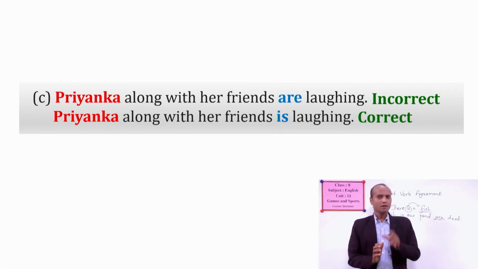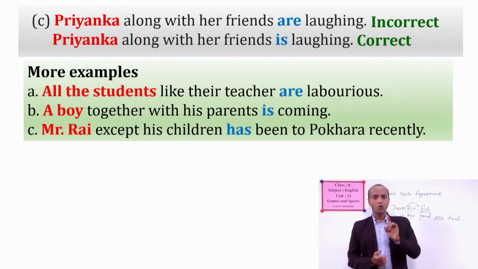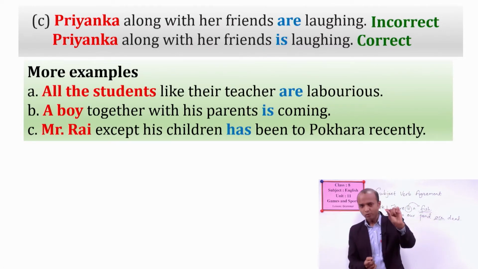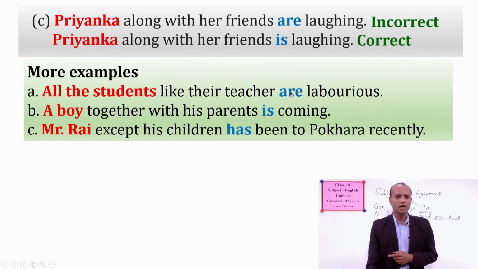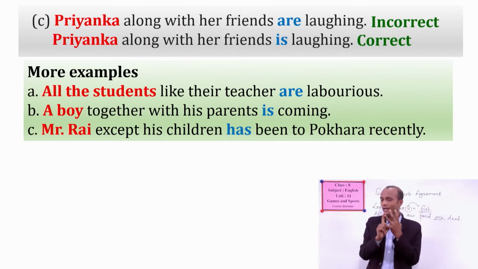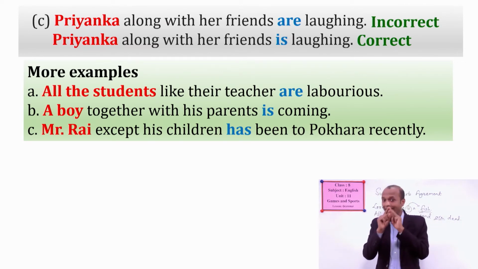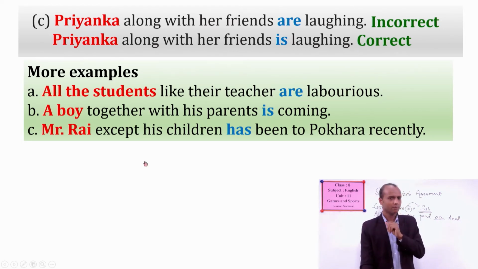Why? Because you can see some sentences there. Just focus your attention on the subjects, which I have highlighted with red. All the students like their teacher. The students is plural, that's why there is the use of are. A boy together with his parents. Together with his parents means two, but the boy is singular. That's why your verb should agree with the subject, not with his parents. Did you notice it? Very good.